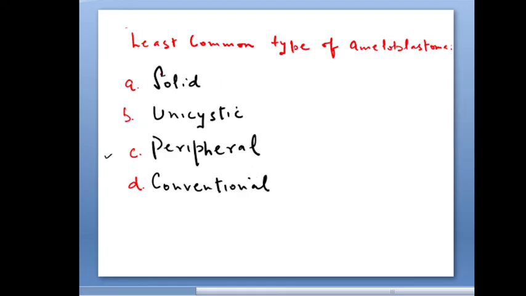The least common type of ameloblastoma is peripheral ameloblastoma. It is only 1 to 5% of ameloblastoma. Solid ameloblastomas are the most numerous type of ameloblastoma. Unicystic ameloblastoma is roughly 10%. Peripheral ameloblastomas are 1 to 5%. Again, conventional and solid are similar. Solid is also called the conventional type. The correct option is C.